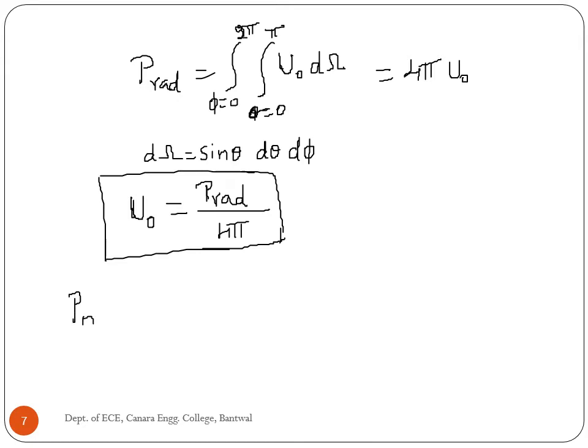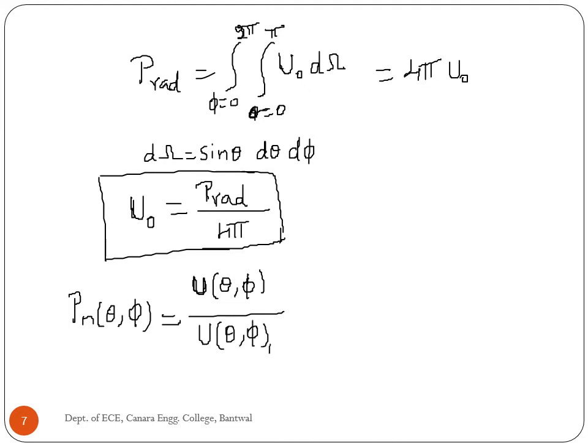Normalized power pattern can be expressed in terms of radiation intensity. That is, the ratio of the radiation intensity in theta and phi divided by the maximum value of the radiation intensity, which is equal to the ratio of the Poynting vector to its maximum value.